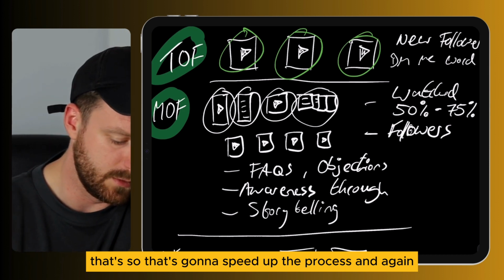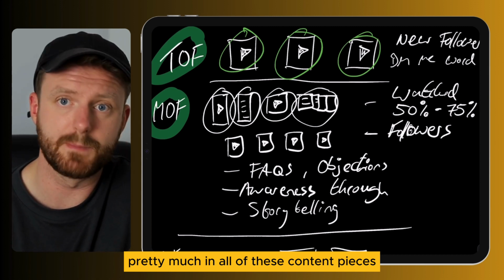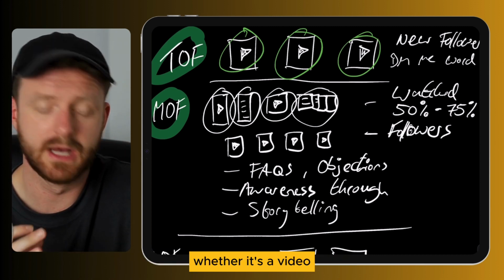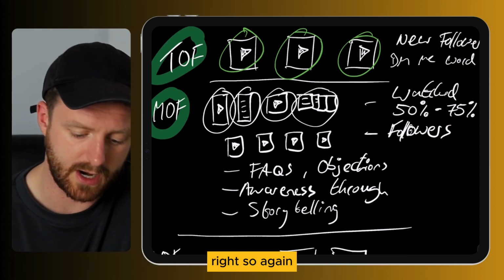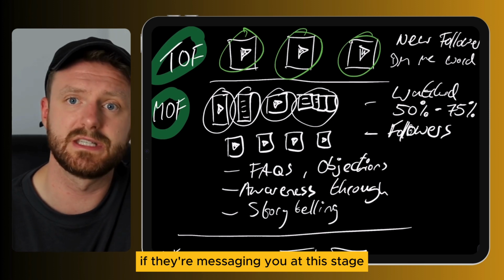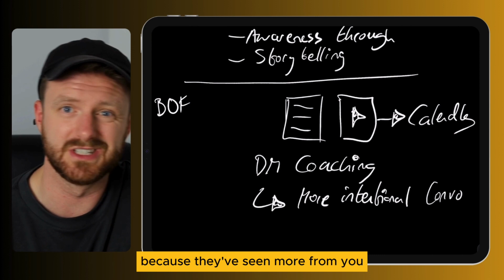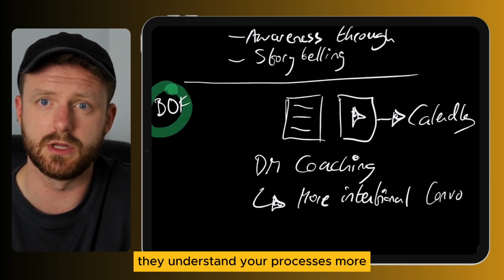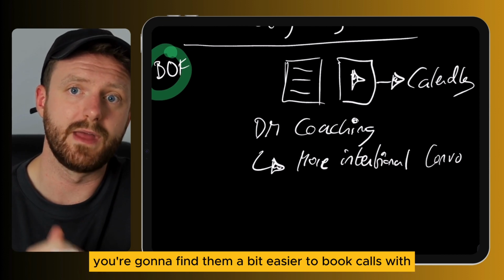And again, as we talked about, we want the call to action here pretty much in all of these content pieces, whether it's a carousel, whether it's a video. The call to action is to message you for a resource, right? So again, that's going to increase intention. If they're messaging you at this stage, there's going to be more intention than if they message you at the top of funnel stage, because they've seen more from you, they understand you, they understand your processes more. So when you do have a conversation with them, you're going to find them a bit easier to book calls with, right?